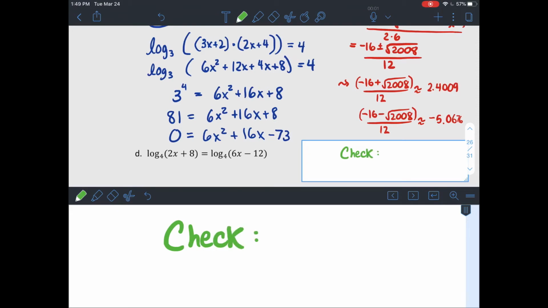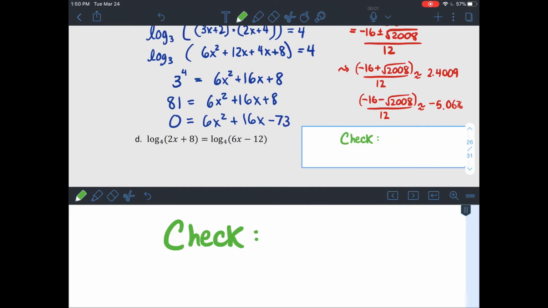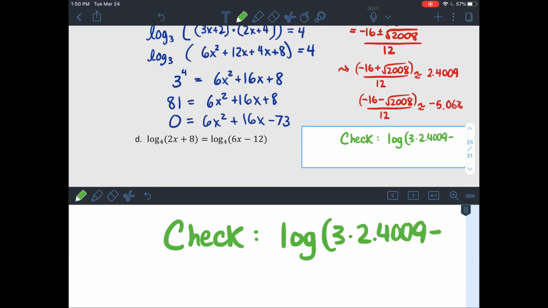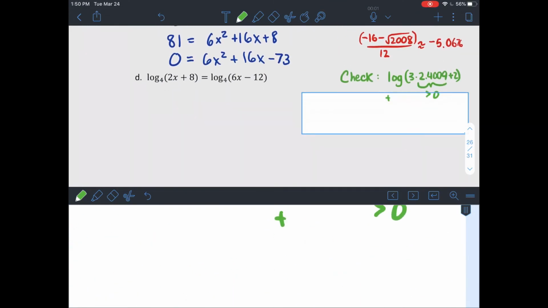If you don't go all the way, make sure you at least go far enough so that if you try them in the original, you know if the inside of your logarithm is positive or not. So if I try the 2.4009 in there, it gives me a positive value inside my logarithm, both the first one and if I try it in the second logarithm, it's still going to be positive as well. If I can write things down correctly.